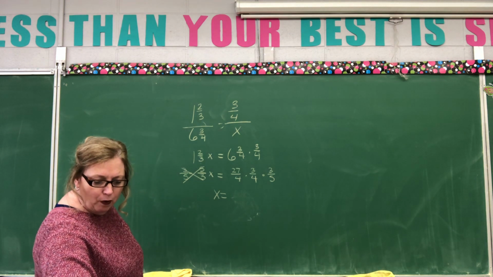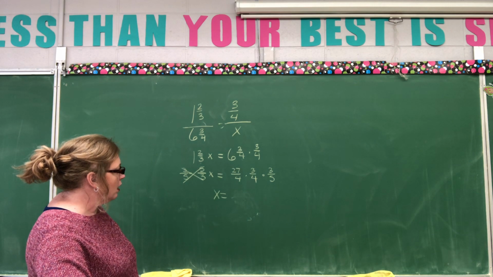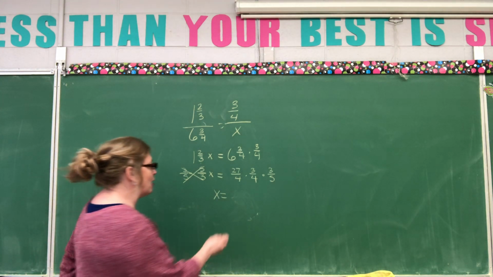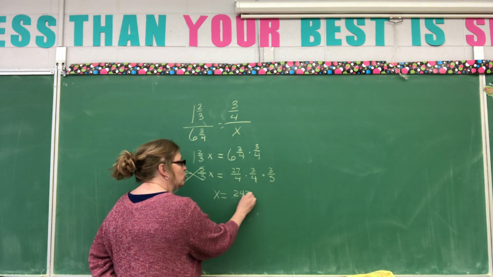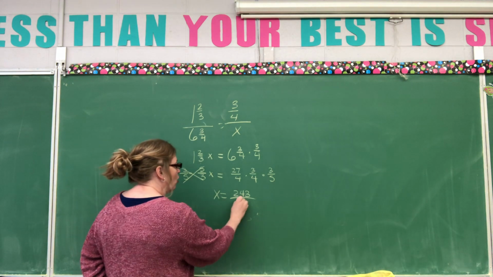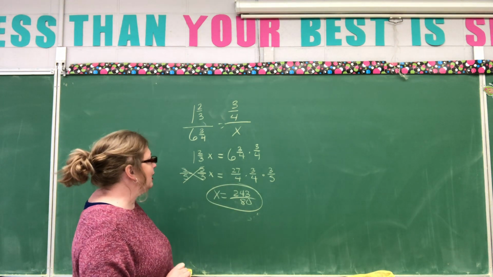All right? When we multiply this out, we're going to get 243. I just looked at the wrong problem, so I didn't multiply it right. We're going to get 243 and still over 80. So it's going to be 243 over 80 equals x.